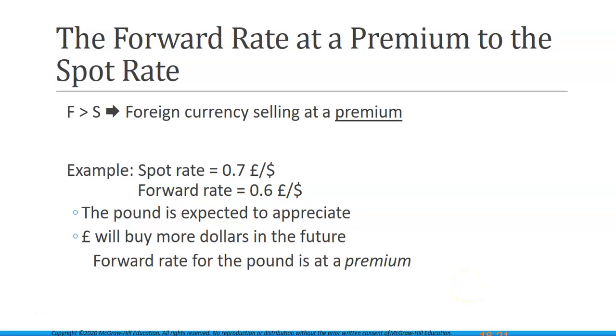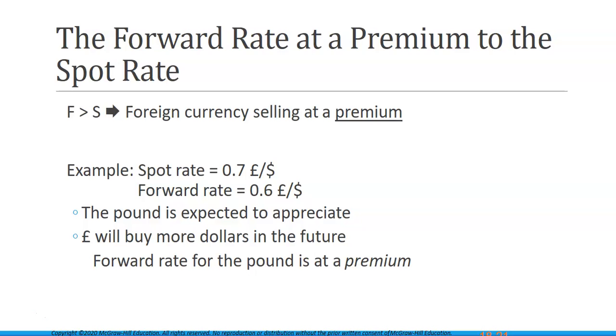So now we're going to look at a comparison of the forward rate to the spot rate. If the forward rate is greater than the spot rate, we say that the foreign currency is selling at a premium. So in this example, the spot rate is 0.7 and the forward rate is 0.6. So the pound is expected to appreciate. The pound will buy more dollars in the future.